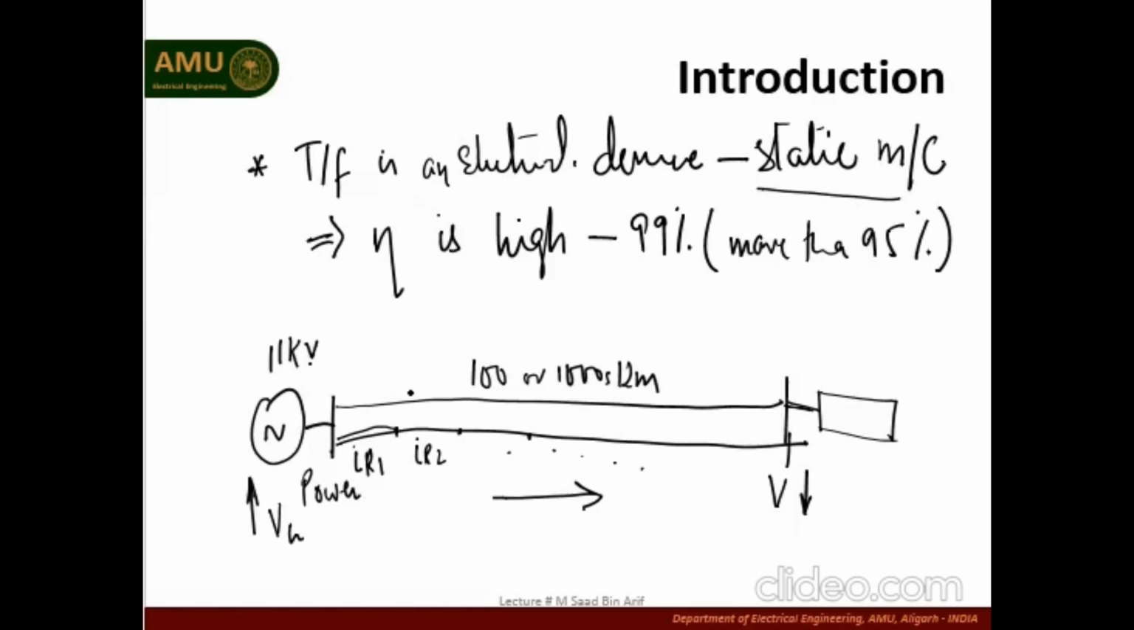Now what other option do we have? If we want to transmit the power without any loss of power, we have to transmit the large amount of power at this voltage level, which means a large amount of current has to flow through the transmission line.